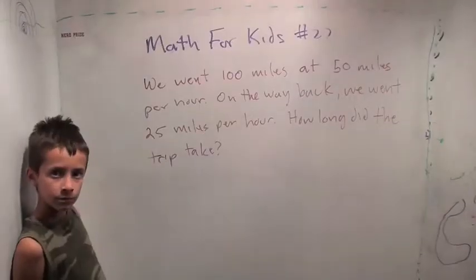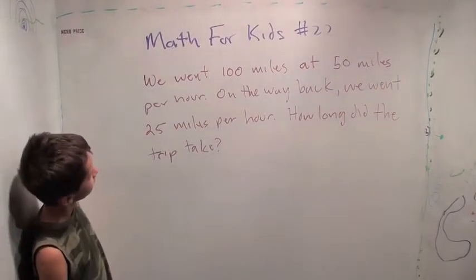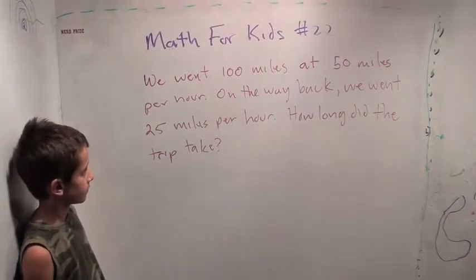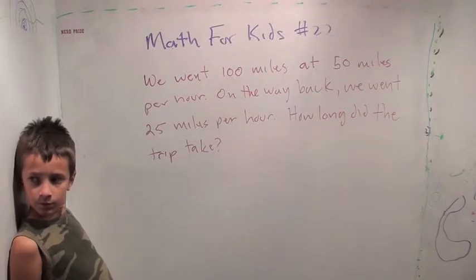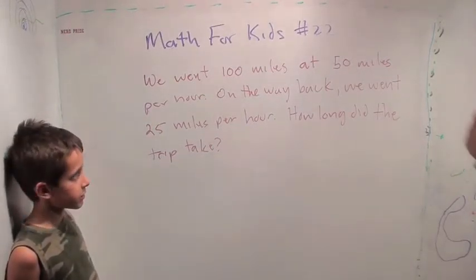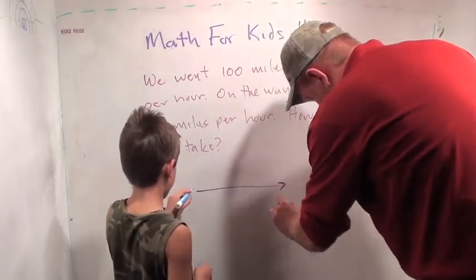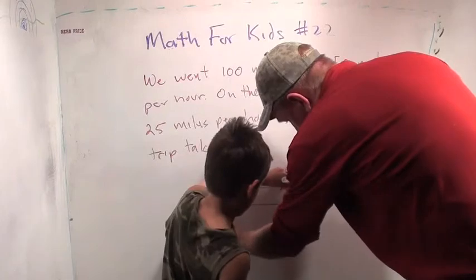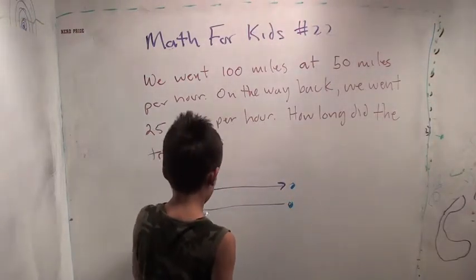Yeah. Okay, here's the second problem. We went 100 miles at 50 miles an hour on a trip. On the way back, we went only 25 miles an hour. So how long did the trip take? So we went 100 miles this way, going 50 miles an hour, and then on the way back we went 25 miles an hour, and that was the total trip. So how long did the trip take?